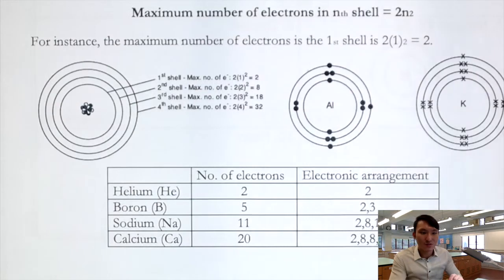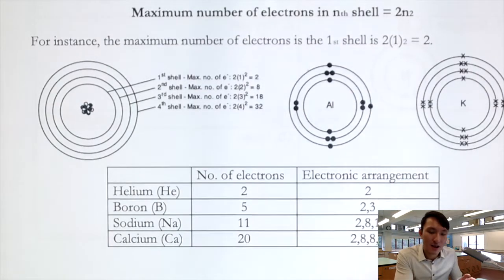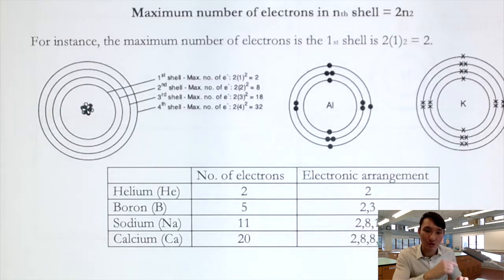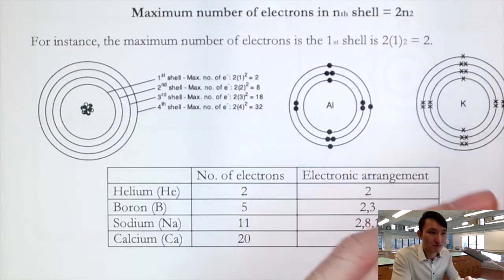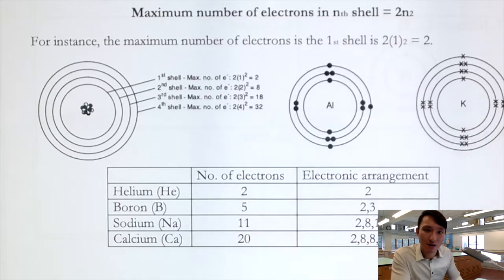Now a shell doesn't really look like the shell of a snail or of a tortoise. It's more like an orbit, the route the electron takes as it revolves around the nucleus. Like this is the path it takes. So we can think of it as the location where we have a high chance of finding the electron, because they're moving around. This is basically the place where they are.